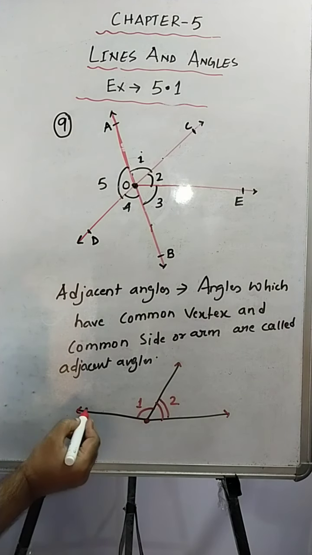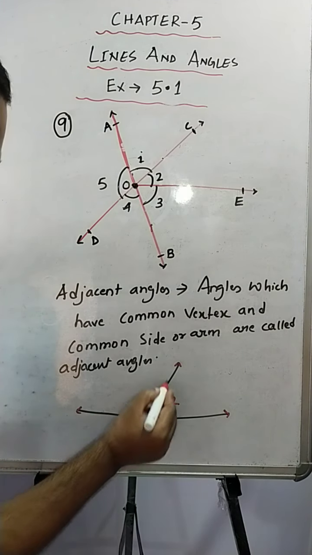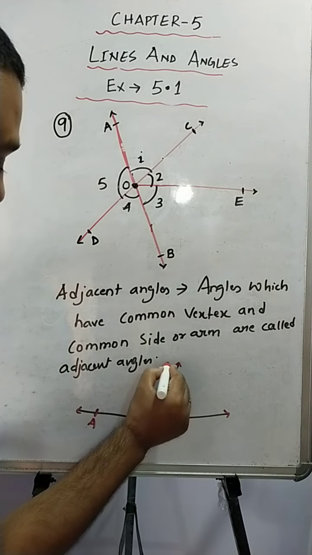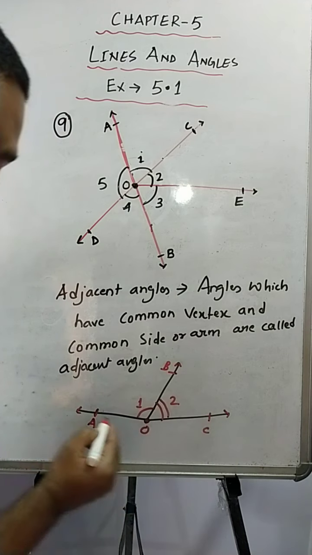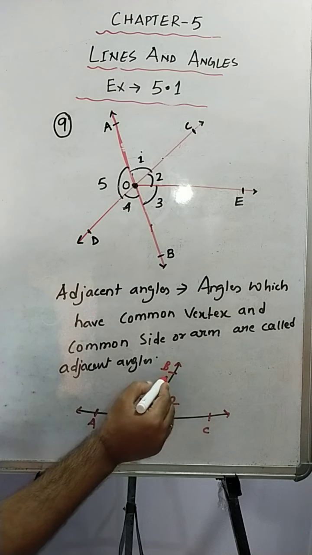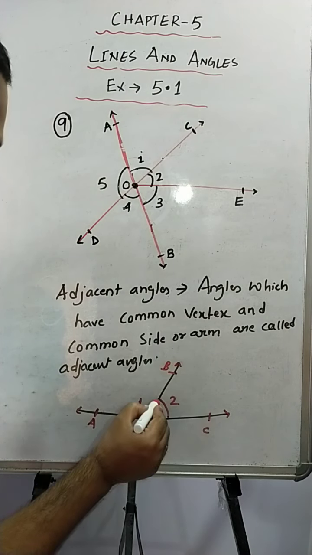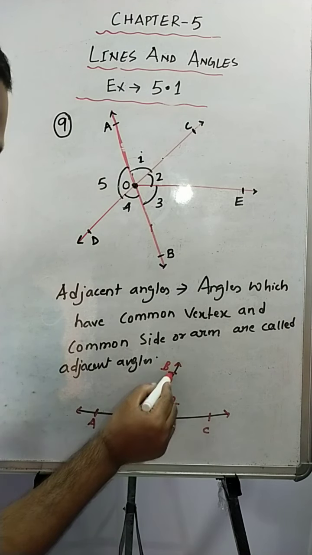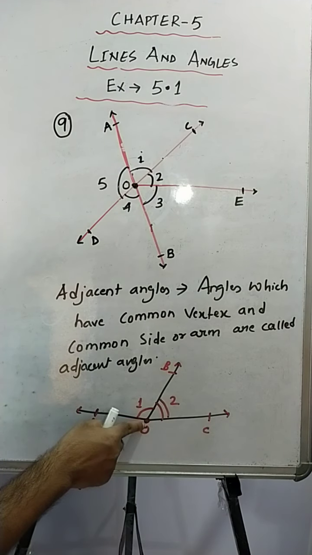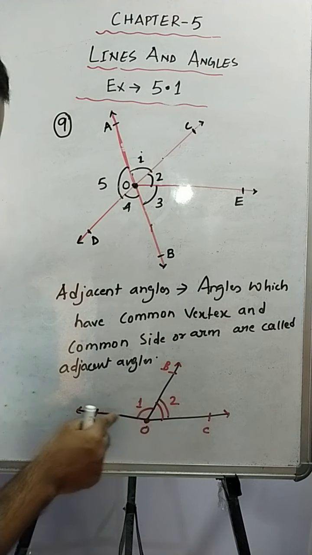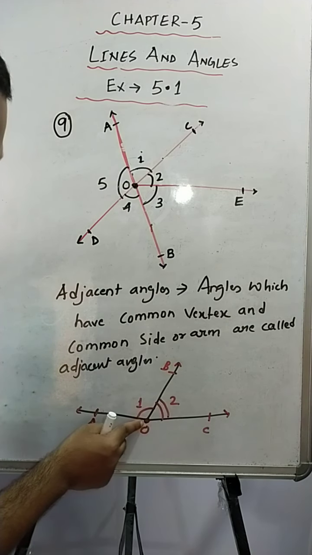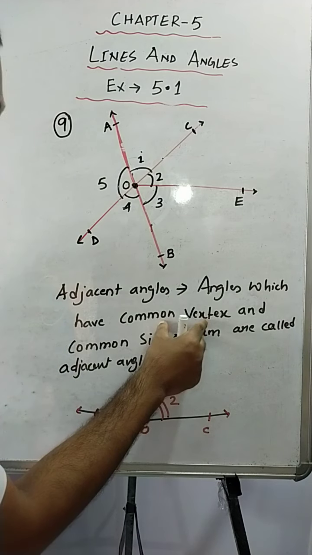So you see this whole angle. If I name this A, this O, this B, and this C. Now this angle AOB is angle 1, and angle BOC I have taken as 2. So these two angles have a common point. They are sharing this point, isn't it? Carefully see, AOB and BOC. These two angles are sharing the common point, and this point is called the common vertex.